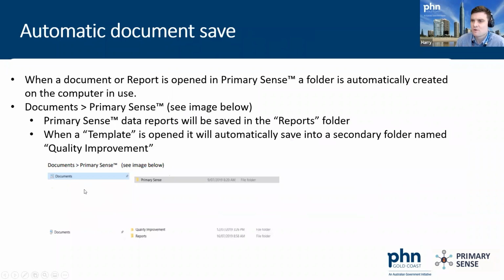It's also important to note when a document or report is opened in Primary Sense, a folder is automatically created on the computer in use. So if you do open a Primary Sense report on your workstation, please click on File Explorer and open Documents. Once you open Documents on your computer, you'll see a Primary Sense folder has been created, just like this. If you double click on that Primary Sense folder, you'll see two new subfolders, Quality Improvement and Reports. If you double click on Reports, that will show you any report you have previously ever downloaded in Primary Sense.